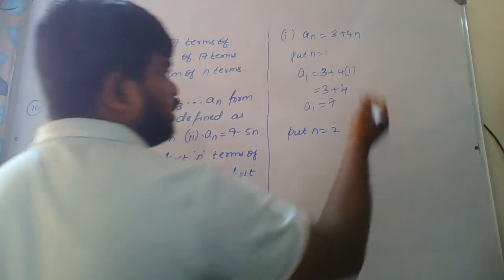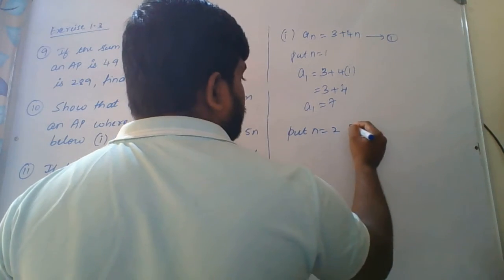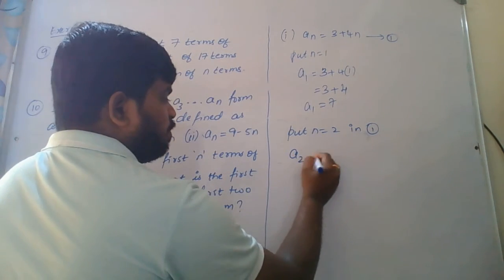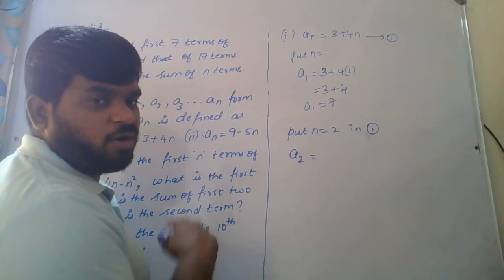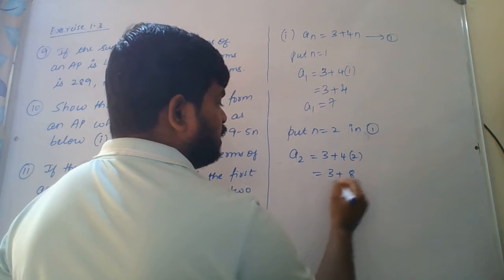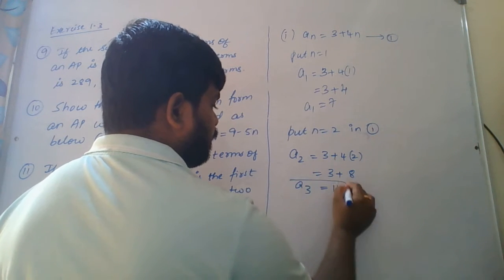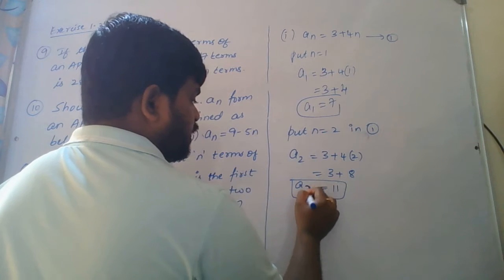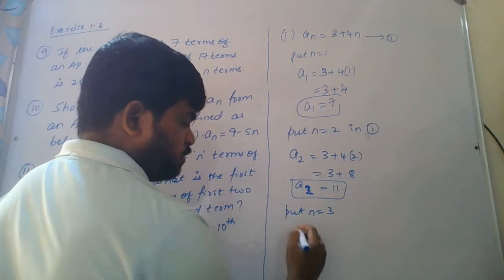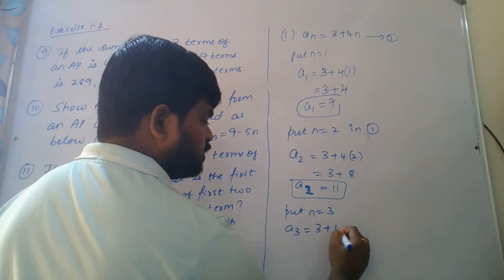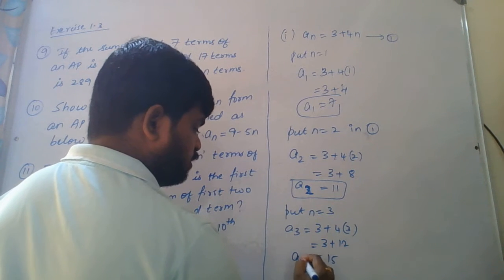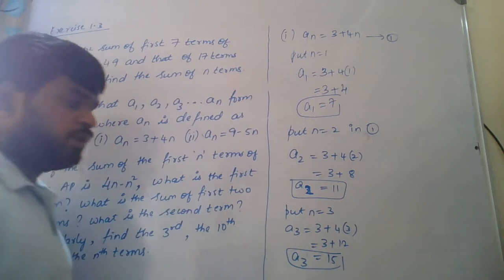Let's take this as equation 1. Put n equal to 2 in equation 1. What does it become? Replace n by 2, that's it. Wherever n is there, take it out and put 2. 3 plus 4 into 2. 4 twos are 8. 8 plus 3 is 11. So a2 is 11. Next, put n equal to 3. It becomes a3 equals 3 plus 4 into 3, which is 3 plus 12, which is 15. So a3 is equal to 15.